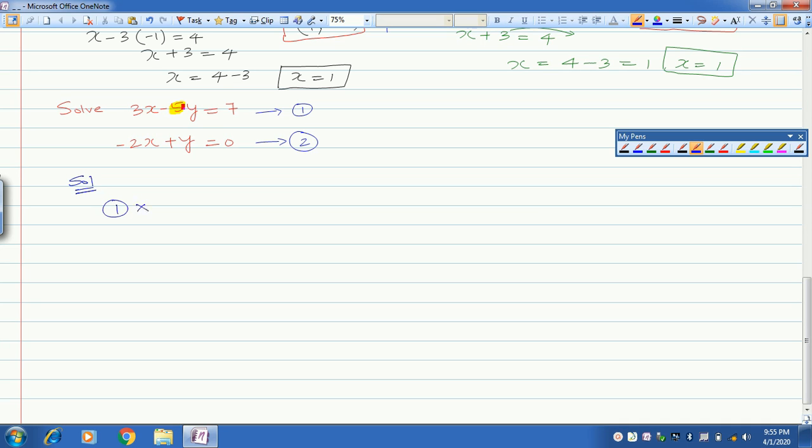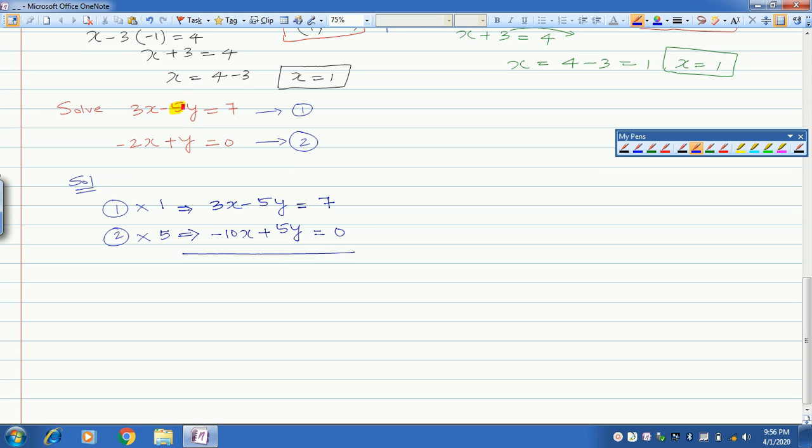Equation 1 is multiplied by what? Here you have to multiply with 1, here 5. So what happened? This is 3x minus 5y is equal to 7. If I multiply equation 2 by 5, what happened? Minus 10x plus 5y is equal to 0.